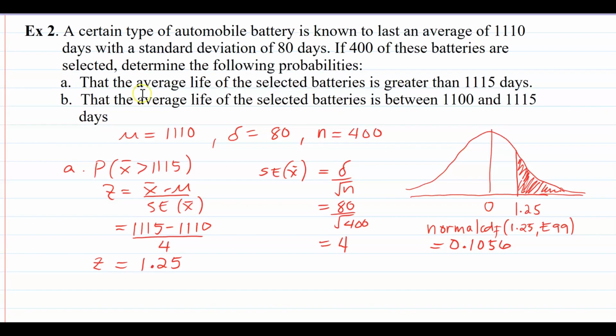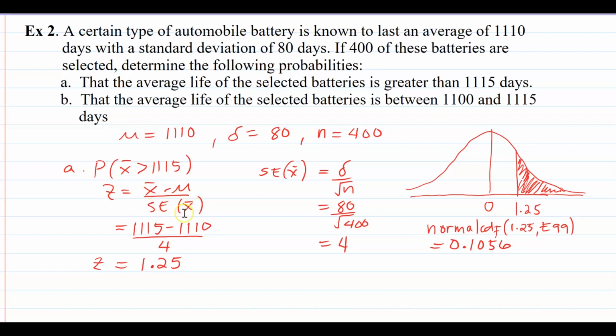For question A, we are asked to determine the probability that the average life of the batteries is greater than 1,115 days. So we set up the probability question in terms of x bar. So we have the probability that x bar is greater than 1,115. And then we will convert this x bar value into z, and our formula is z equals x bar minus mu divided by the standard error of x bar.